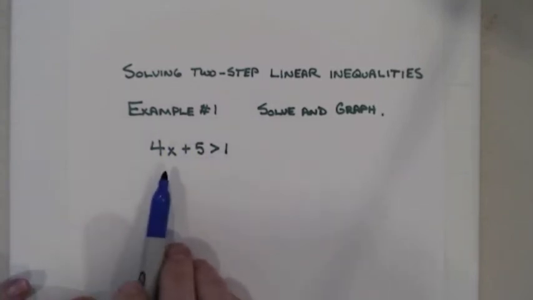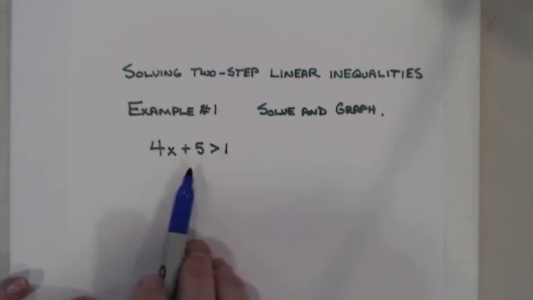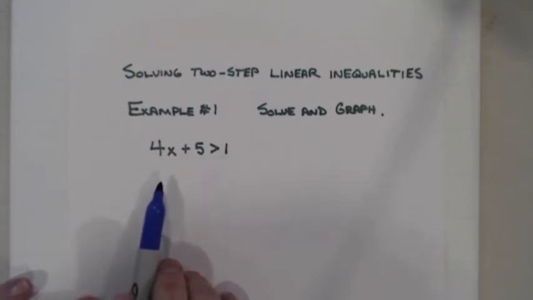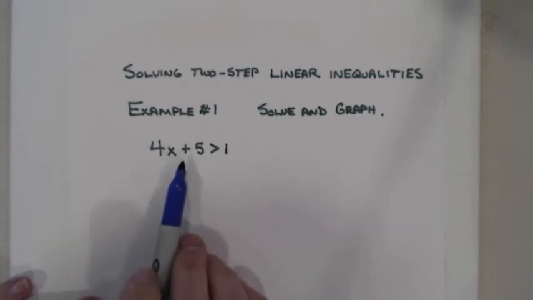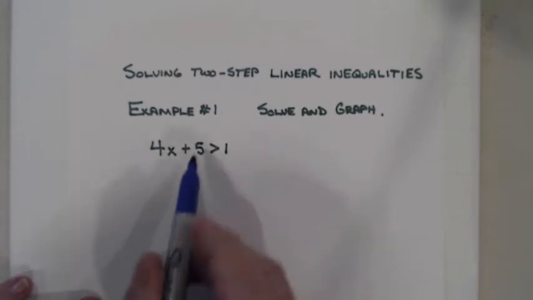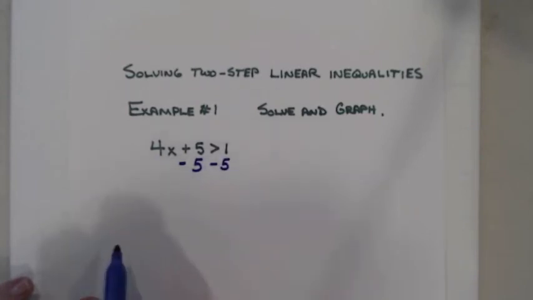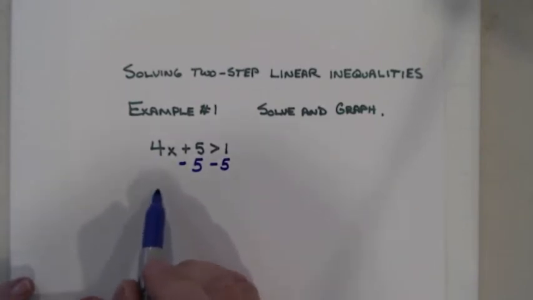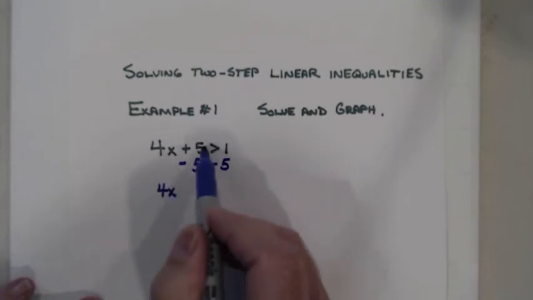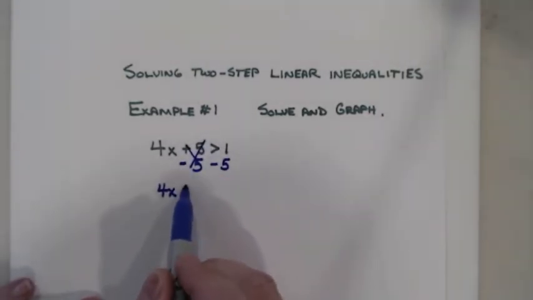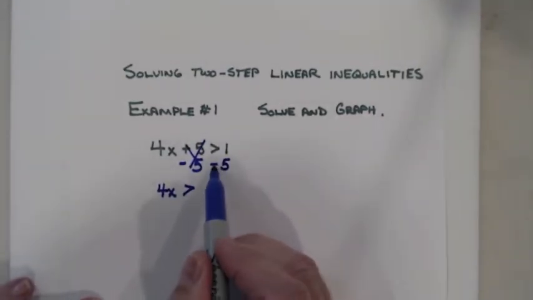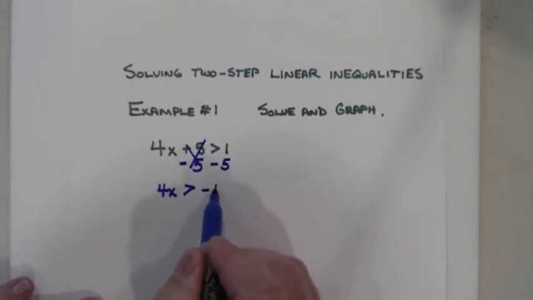A normal two-step equation, we would add or subtract first, then multiply or divide. We're going to do the exact same thing for this inequality. The opposite of adding 5 is subtracting 5. So I'm going to subtract 5 from both sides. Bring down my 4x, cancel this out, bring down my inequality symbol, 1 minus 5, negative 4.